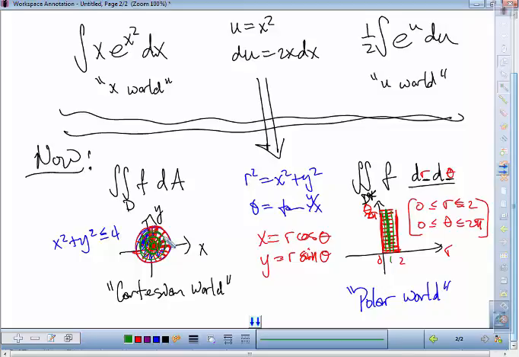Okay. We good so far? All right, so it looks like we can make the substitution where x is equal to r cosine theta and y is equal to r sine theta. There's just one more problem.